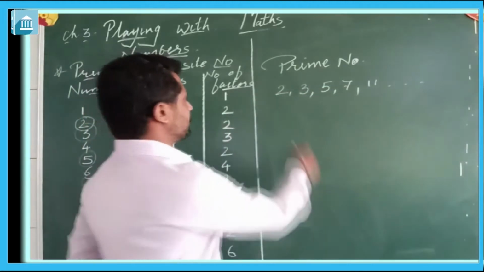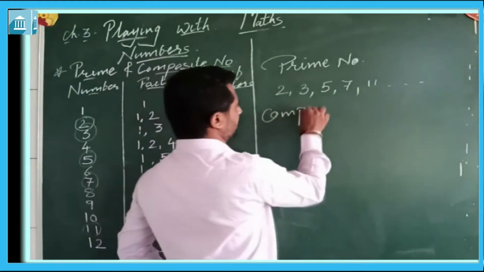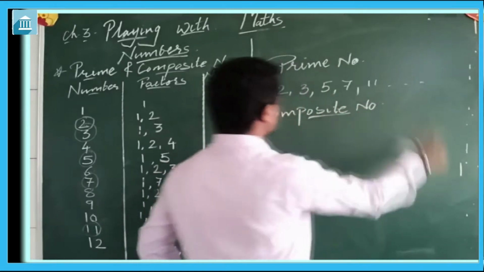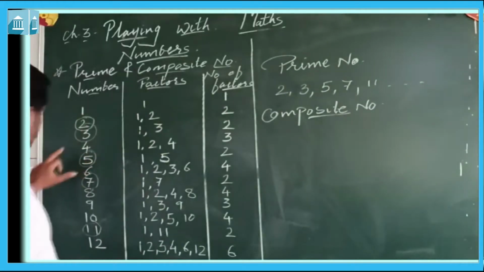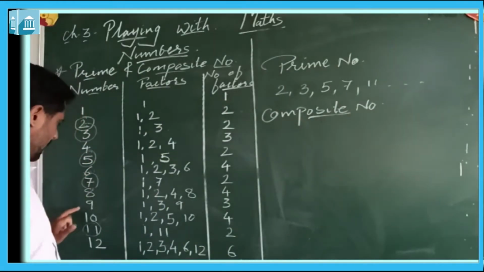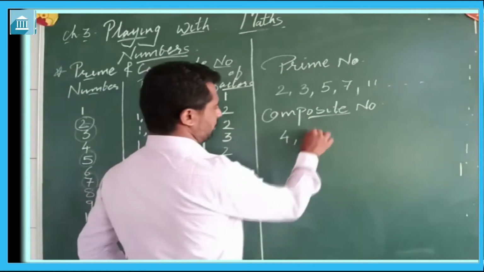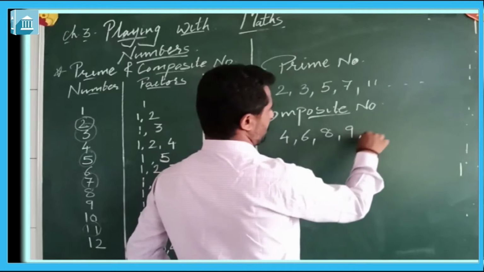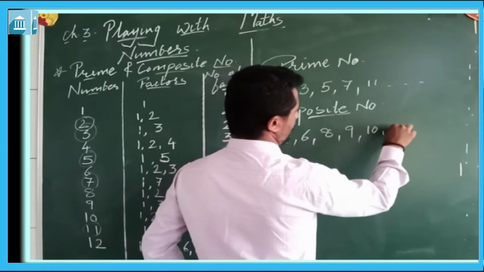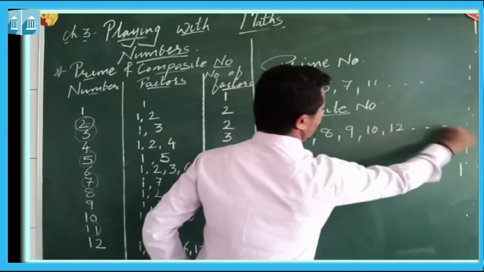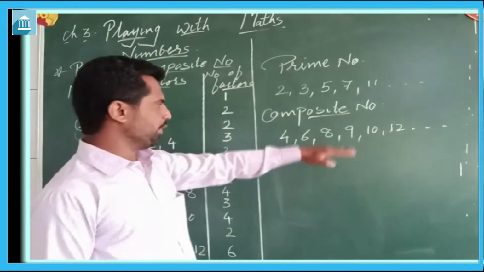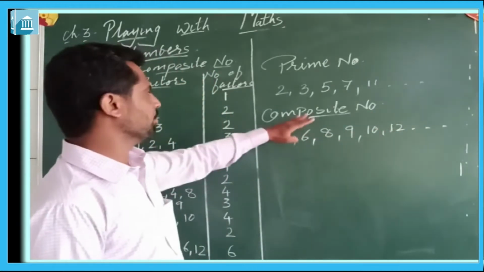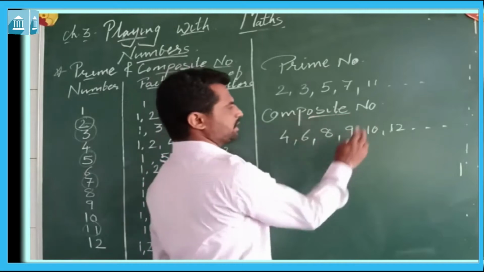In the same way, we see the composite numbers. Just see 4, 6, 8, 9, 10, 12 and so on. These are the numbers which have more than 2 factors. So the numbers which have more than 2 factors are known as composite numbers.